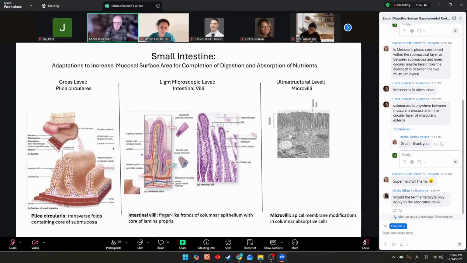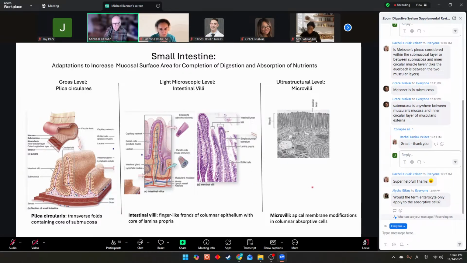Okay? Now, the next level of modification is visible at the level of light microscopy. So we have to magnify the mucosa quite a bit to see the next level of modification. And this modification is the intestinal villi. So these are also finger-like forms, right? But in this case, the finger is lined by epithelium, and the center of the finger is lamina propria. So the entire finger is a portion of mucosa, right? And at the base of the finger is the muscularis mucosa.